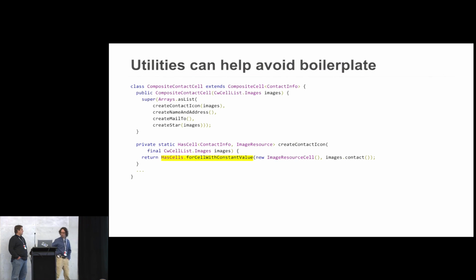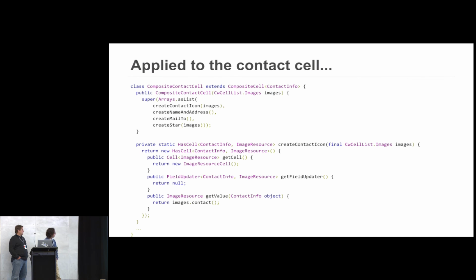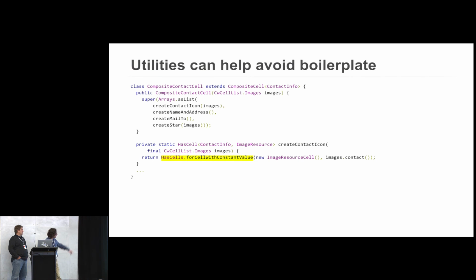So I've reduced all the code on that last page. Let's go back just to this one call in yellow here. And this is a utility function that we've come up with for our work at Google. HasCells has a factory function that takes a cell and a static value.